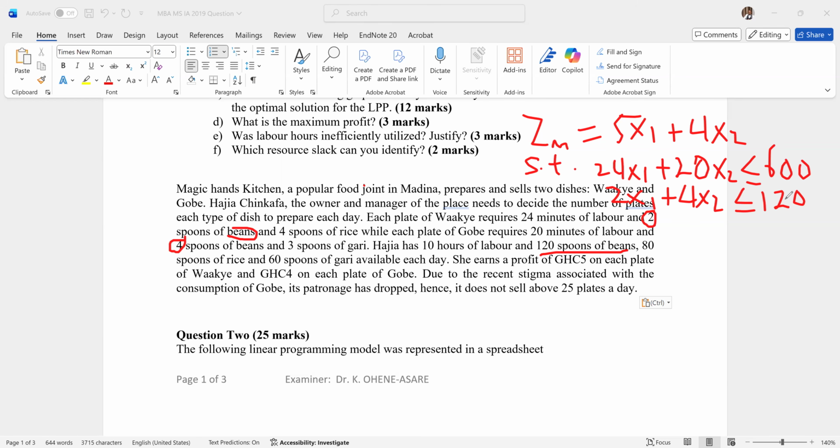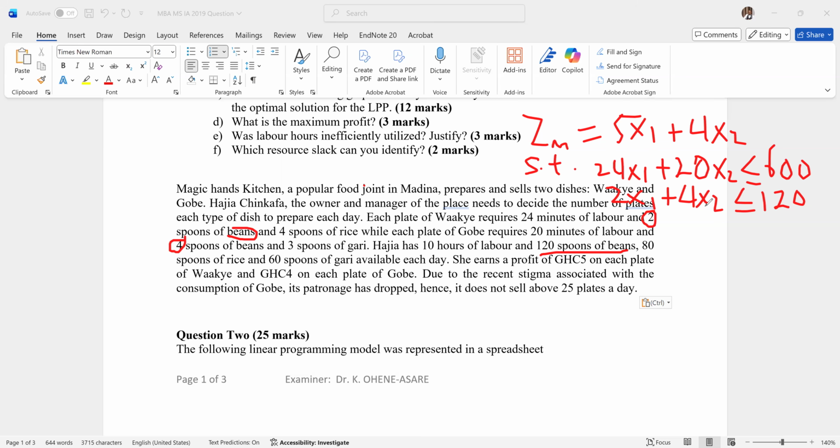Yes, Kwesi, what's your question? Prof, when you are writing in an exam situation, when you are stating the constraint, when you write the ST, must you indicate the various constraints against it? For instance, if you are doing the constraint for beans, you write beans, maybe at the end. You can just state it as this. Yes, you can write them, but it's not compulsory. Okay, thank you.